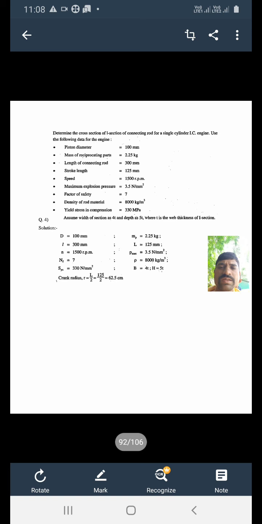Assume width of the section as 40 and depth as 5t, where t is the web thickness of the I section. B and H value is given 40 and 5t. Crank radius, you know how to calculate it: the stroke length divided by 2 gives the crank radius R. R is equal to 62.5, that is, 62.5 mm.